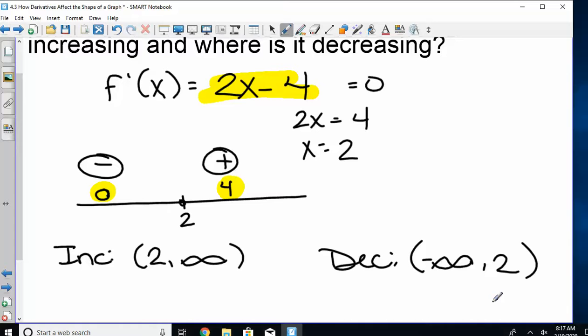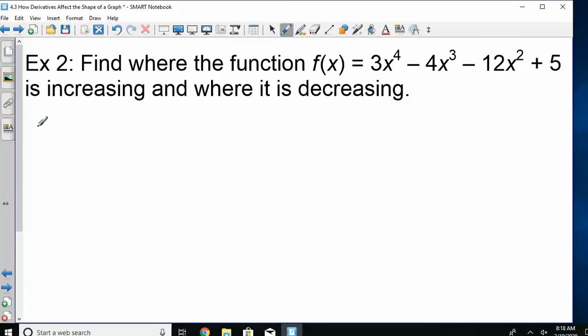Question 4. That makes sense to everybody? Let's do another one.